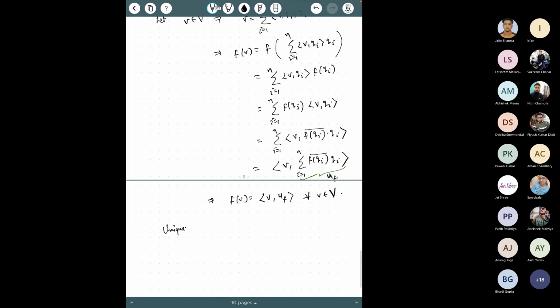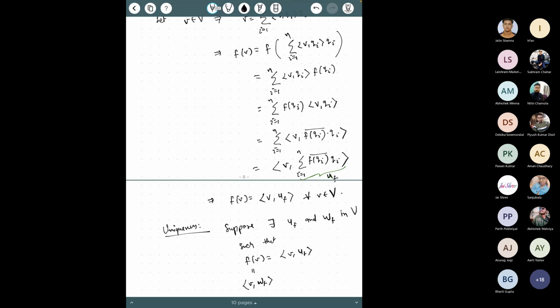So how to show that it is unique? Suppose there exist u_f and w_f, two vectors in V, such that f(v) is equal to the inner product of v comma u_f, and this is also equal to the inner product of v comma w_f. This is true for all v. Suppose that this is true.